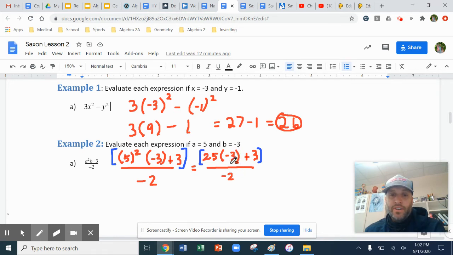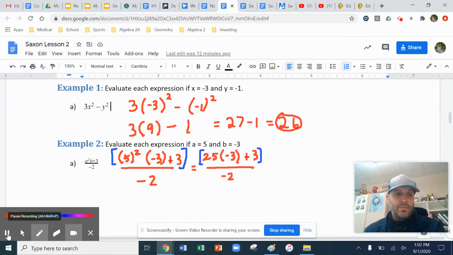Now, it may be tempting right here, -3 plus 3 is 0. We could simplify that real quick using opposites like we talked about in lesson 1, but that would be out of the order of operations. So I first have to do my multiplying. So I will next take 25 times -3, and that's going to be -75.